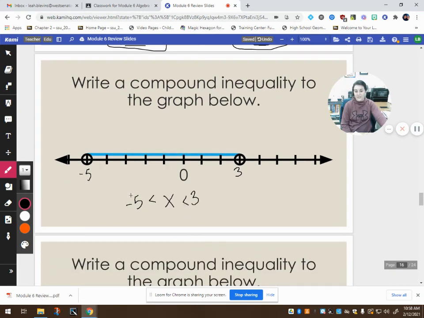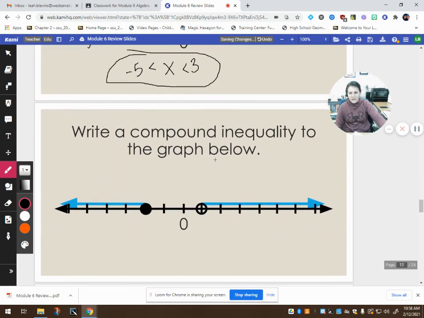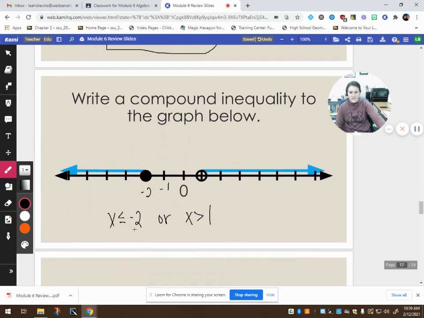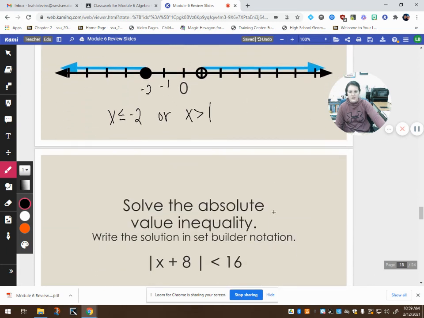If you wanted to get really fancy, you could come up with a problem, but this is good enough. It says write a compound inequality to represent this graph below. So here, this is -1, -2, we're looking for values of x that are less than or equal to -2, or values of x that are greater than 1. So there is the compound inequality that represents this graph.